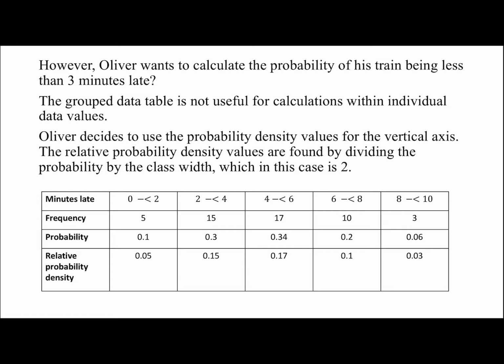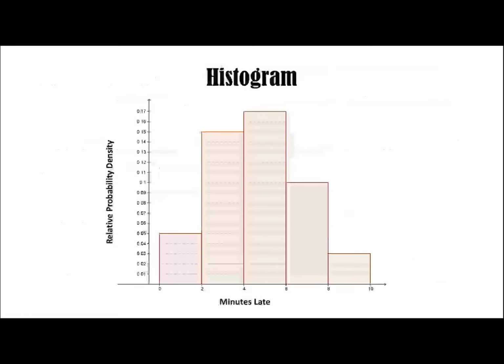Now, if we represent this in a histogram, we get this. So if you calculate the area of each of the rectangles in this histogram showing relative probability density, you will find the sum is 1. This is because the total area represents the total probability of all possibilities. Does this help Oliver to find the probability of train being less than 3 minutes late?